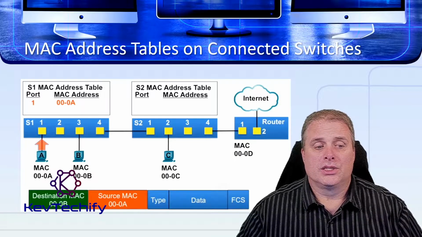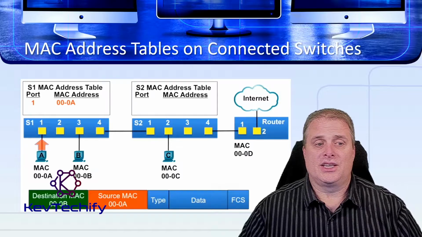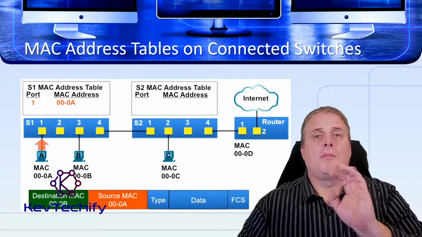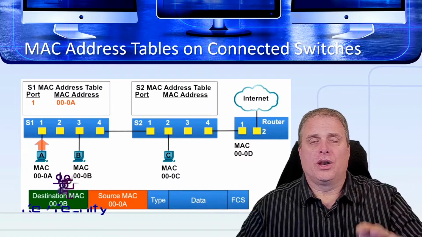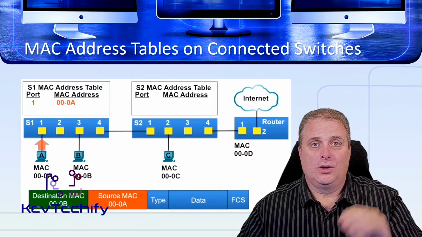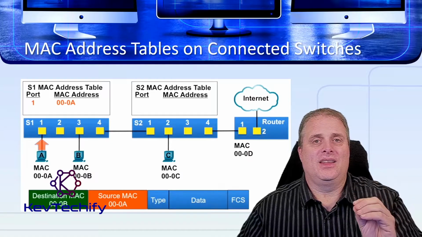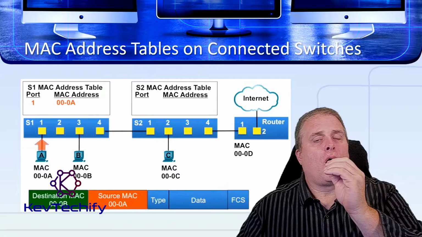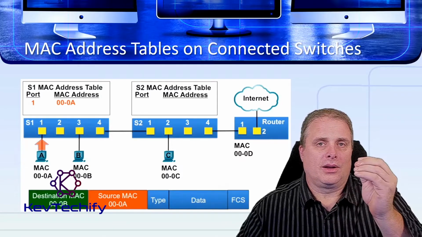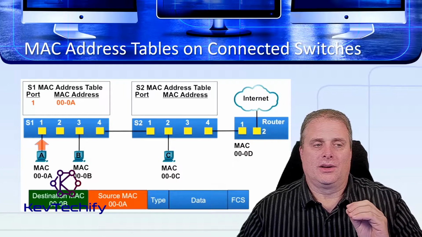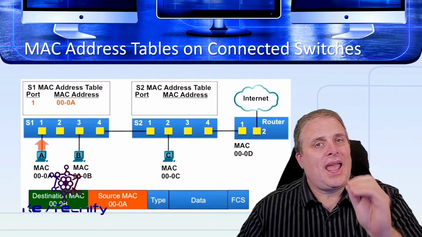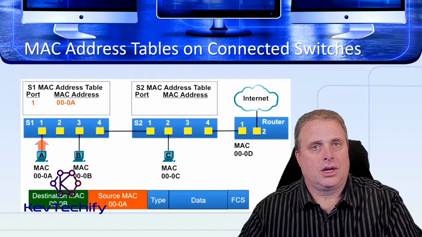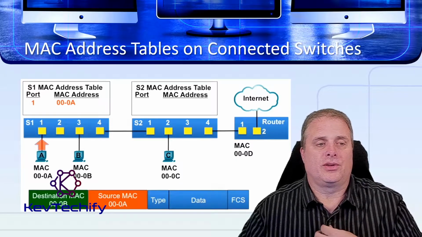Next thing we do is look at the destination MAC address. Destination MAC address is 00B. We look at switch 1's MAC address table. We look through there. Is 00B in there? Nope, 00B is not in there. What we do then is we forward that frame out of all other available ports, except for the one we received it in. If it's not in the MAC address table, we forward out all the ports on the switch we did not receive it in from.